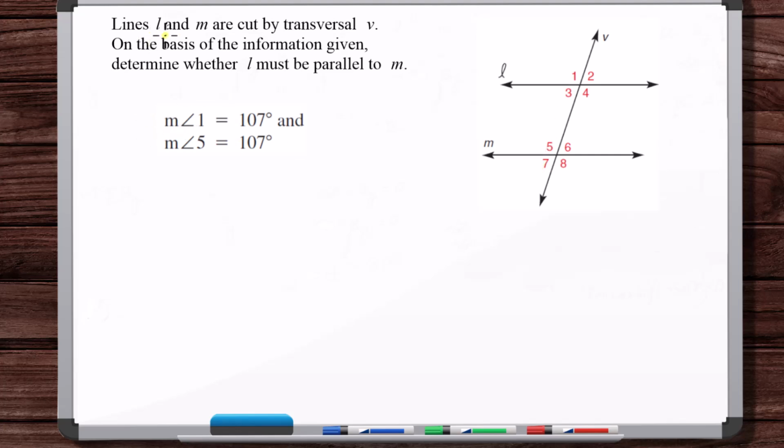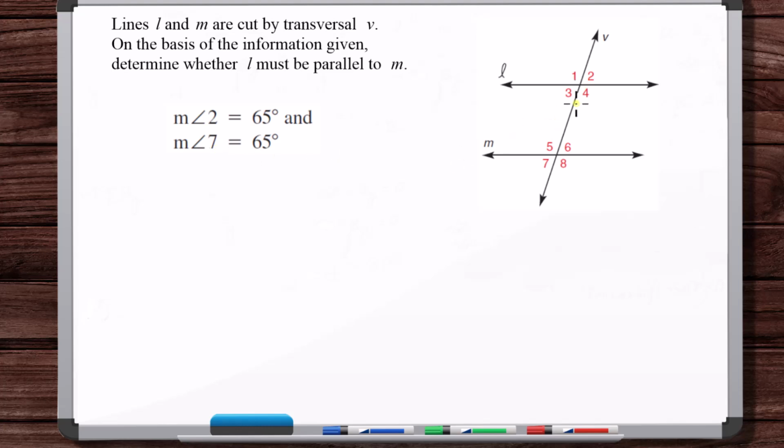Okay, so lines L and M are cut by transversal V. On the basis of the information that we're given, determine whether L must be parallel to M. If the measure of angle 1 is 107 degrees and the measure of angle 5 is also 107 degrees, so those two angles are congruent, does that mean that L must be parallel to M? Well, angle 1 and angle 5 are corresponding angles, so we found just one pair of corresponding angles are congruent, so L must be parallel to M. That's it.